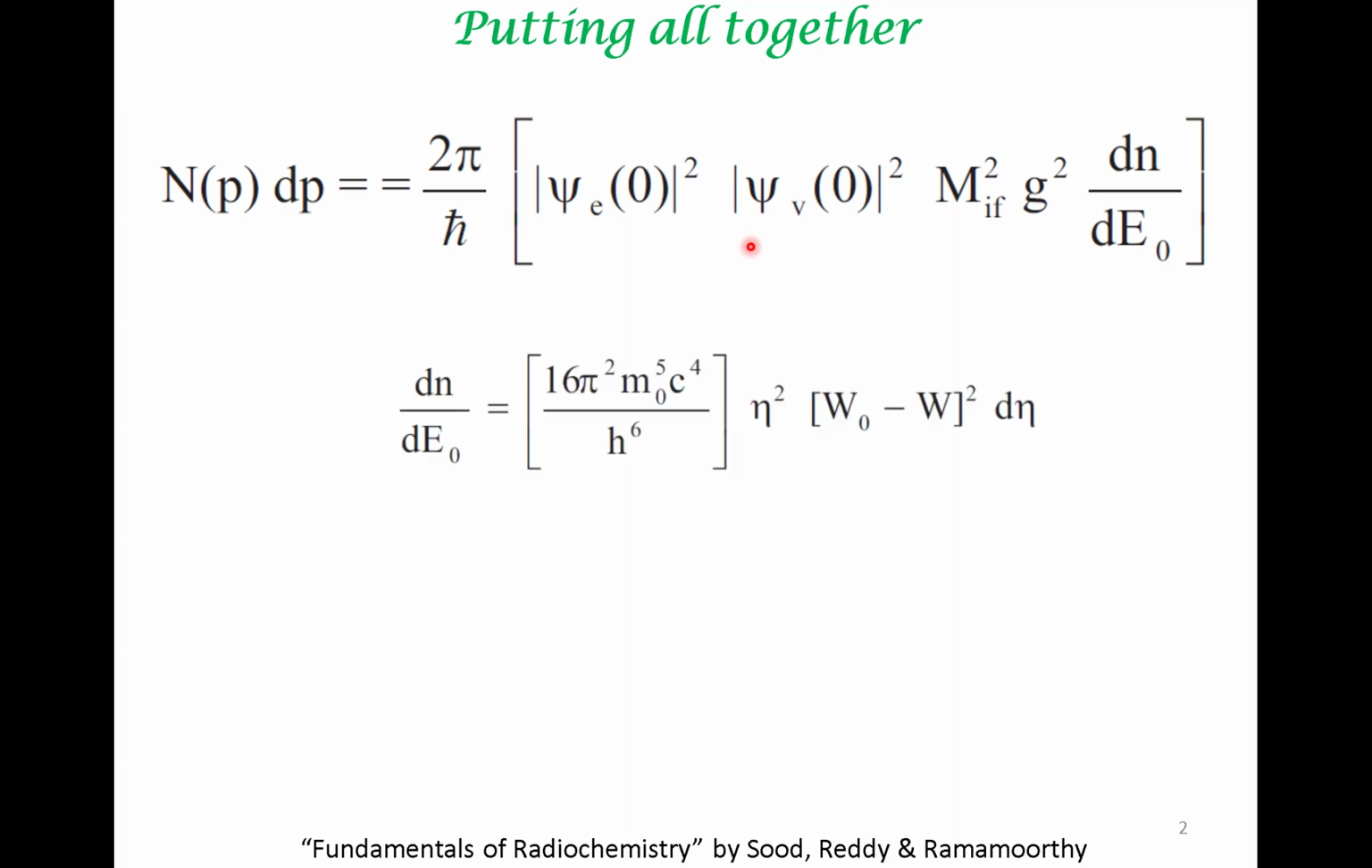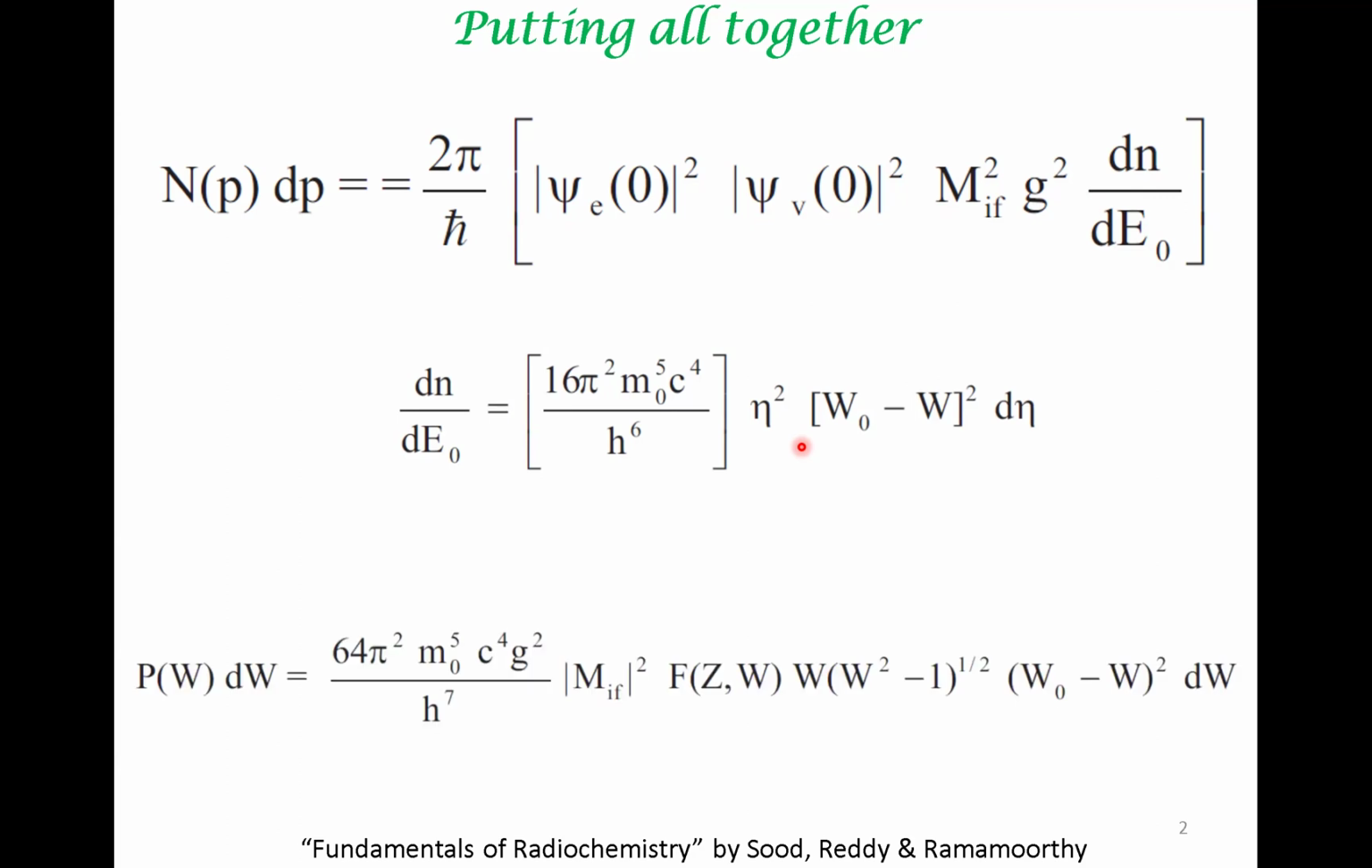The important factor is the statistical factor. This provided the explanation to rationalize the parabolic dependence of number of particles versus energy. So this term is the most important factor which rationalizes experimental observation. Here, W and eta are dimensionless quantities, which we have defined in the previous lectures.